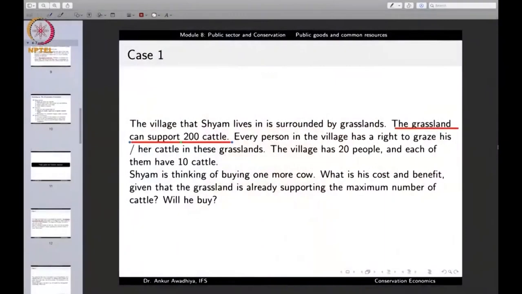Now, this kind of a resource is known as a common resource. So this is a common property. There is no private property rights in this grassland. And a common thing with common property is that people tend to overutilize them. And remember that this sort of thinking is coming from a rational decision-making process. It's not that Shyam is irrational. Even though Shyam knows that 200 cattle is the maximum that can be supported, he would still want to have one more, because it is in his own benefit.